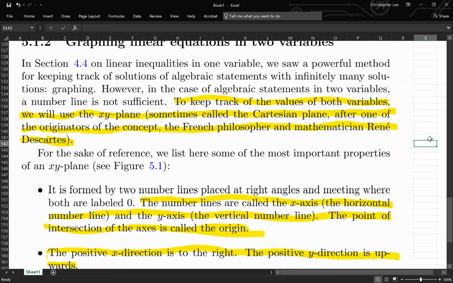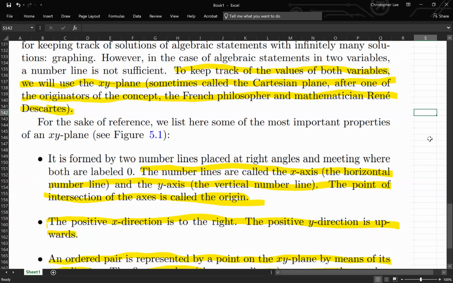The horizontal number line is called the x-axis, and the y-axis is the vertical number line. The point of intersection of the axes is called the origin, and at the origin, that point is 0, 0. The positive x direction is to the right. The positive y direction is up. So what does that mean? The negative x direction is to the left, and the negative y direction is down.